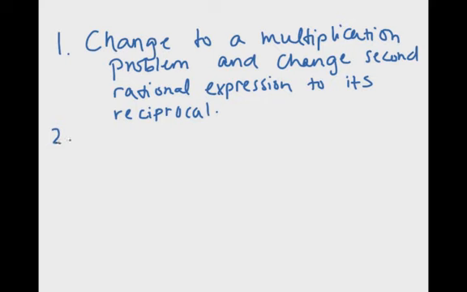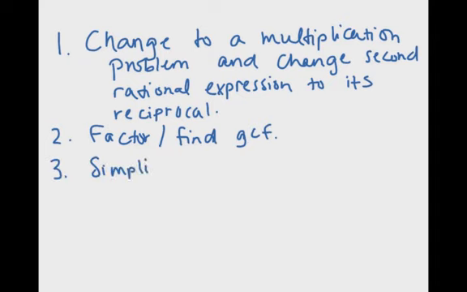Step number 2 is going to be the same as when we multiplied. So it would be factor or find the greatest common factor. Step 3 would be simplify. And remember, that's going up and down or diagonally. And then step number 4, multiply straight across.